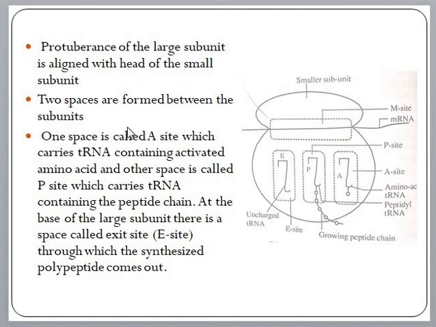When this union happens, two spaces are formed between the subunits, and they are the A site and P site. The A site carries tRNA containing the activated amino acid, whereas the P site carries tRNA containing the peptide chain.